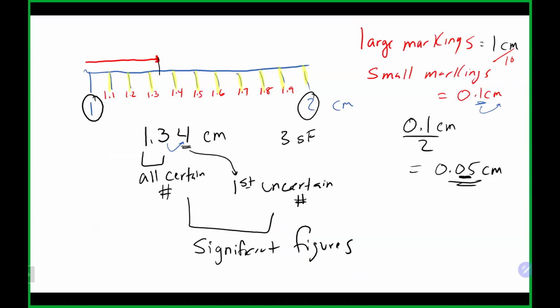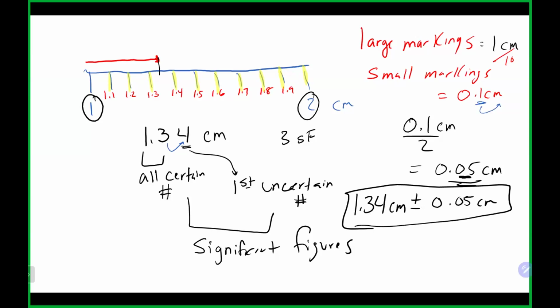And here at this school, because they like you to do things a certain way, they do typically in labs want you to include that in your measurement. So what you would actually write is 1.34 centimeters plus or minus 0.05 centimeters. And that would include the measurement, right, and the tolerance.